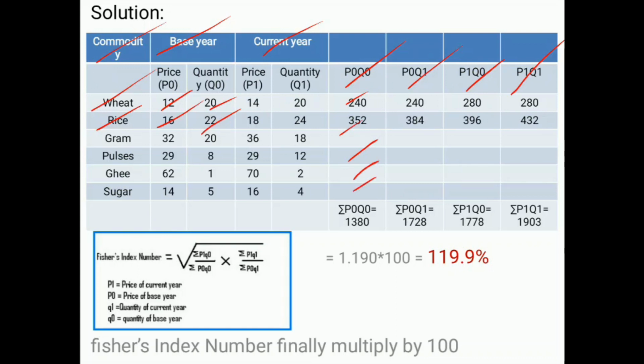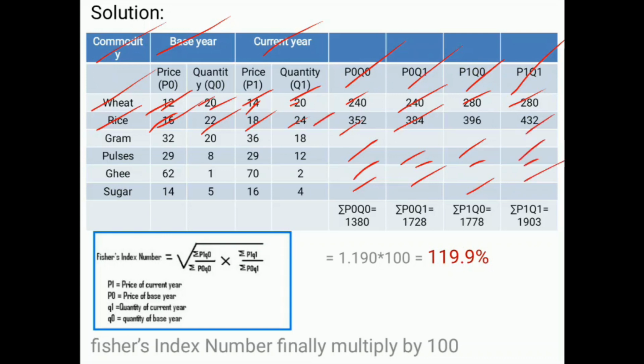P naught Q1. P naught is 12 into Q1 is 20, 240 again. 16 into 24, 384. Repeat the same again. P1 Q naught. P1 is 14 for the wheat, first value. 14 into Q naught is 20, 280. Repeat the same procedure. P1 Q1, 14 into 20, 280. 18 into 24, 432. Same thing.